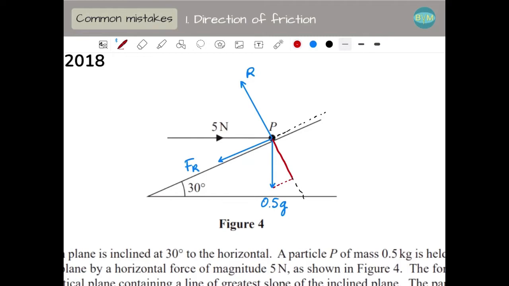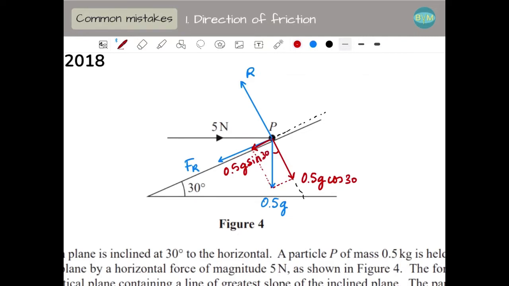So I have this component here. This angle, remember, is the same as this one, so it's 30, and this is the adjacent to the angle, so this is going to be 0.5 g cos 30, because it's the adjacent of 30. Then I have another component, in this case parallel to the slope, which is this one, and it's going to be the opposite, so 0.5 g sine of 30. So this is with the weight.